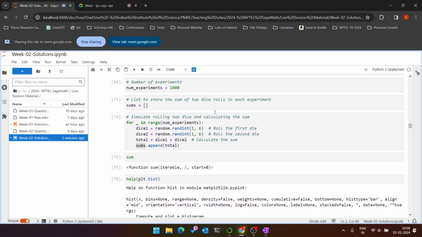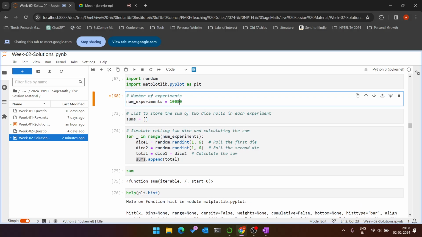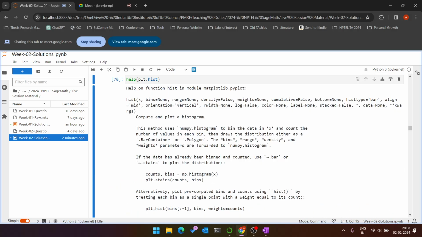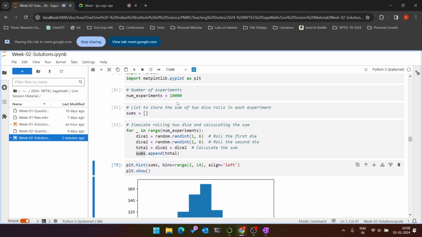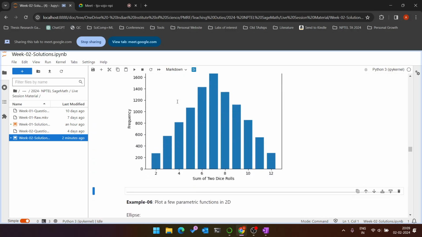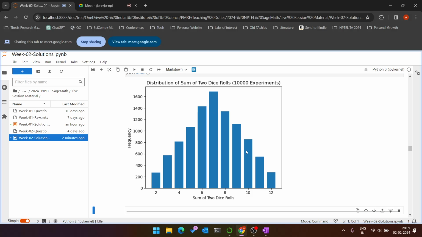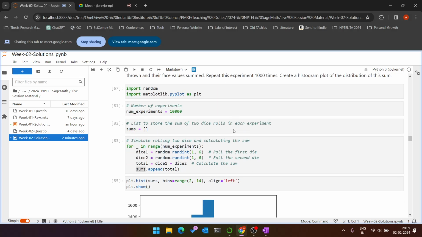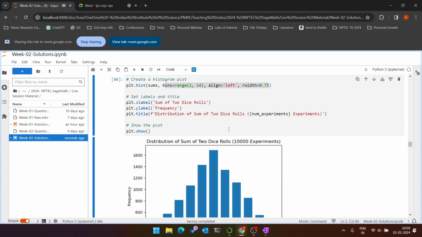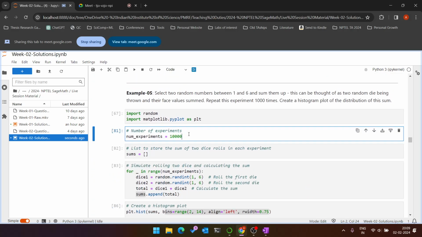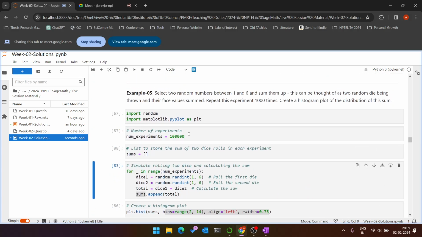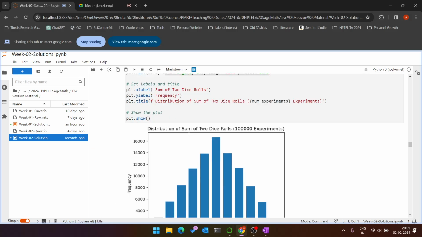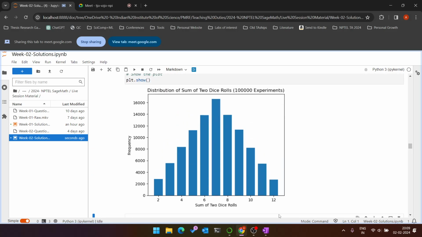And suppose I were to change this experiment count to a large value and then restart it. Let's remove this cell. You can see that it's sort of becoming smoother. Remove this cell also. If I increase it to a very large value, it's almost symmetric, which is what we expect.